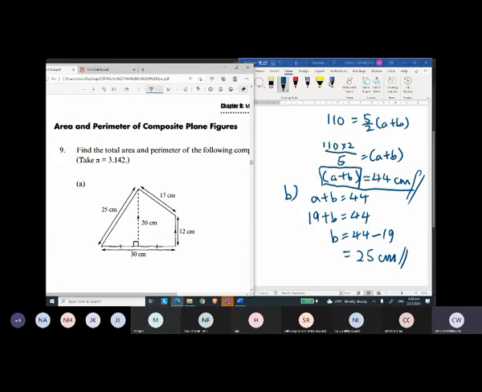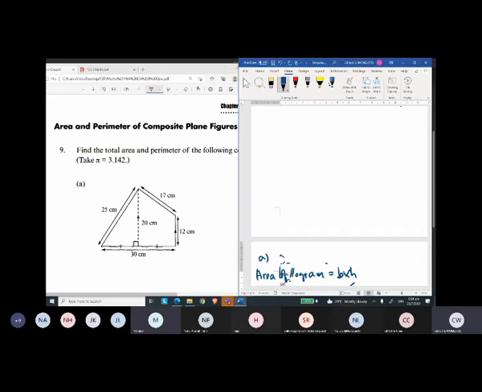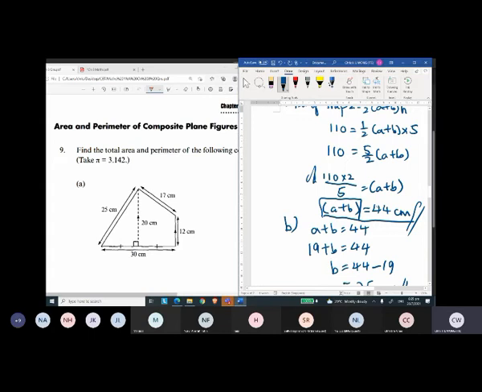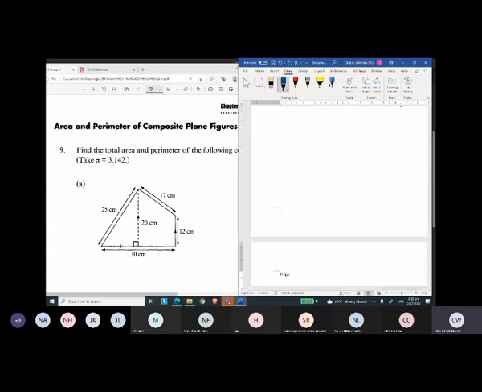This is a composite figure, very interesting. It is a triangle and a trapezoid. You have a triangle and a trapezium, right? Let us find the first question first. You're supposed to find the total area and the perimeter.